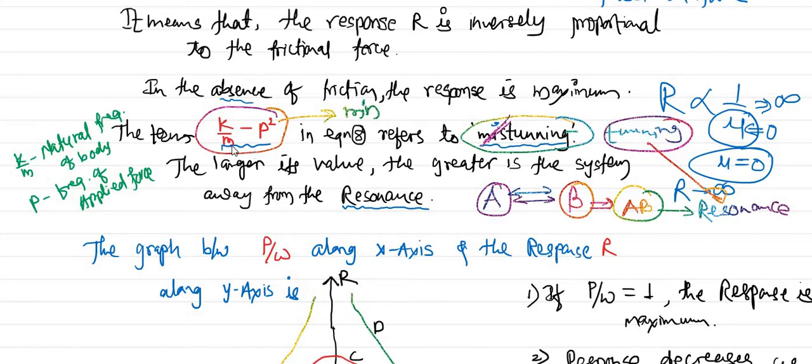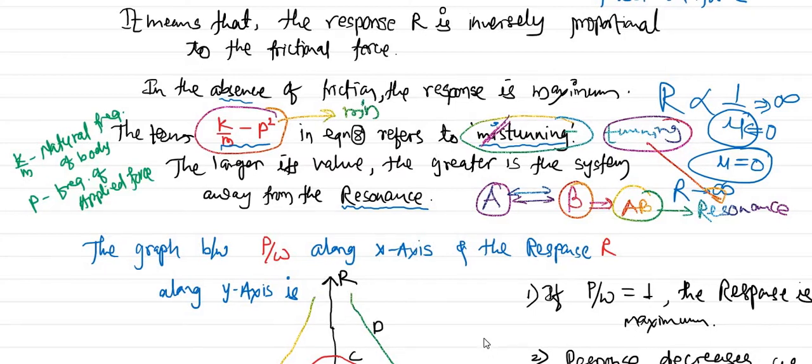Yes, obviously, if this mistuning k by m minus p square is more, then there are more chances that those two friends will not come together. If the mistuning is more, they will never come together. If tuning is more, then they will come together and they will have the resonance and they can work together with the resonance amplitude. Okay.